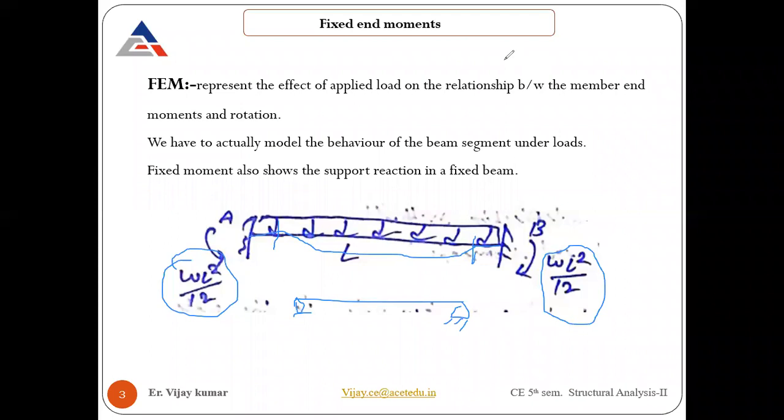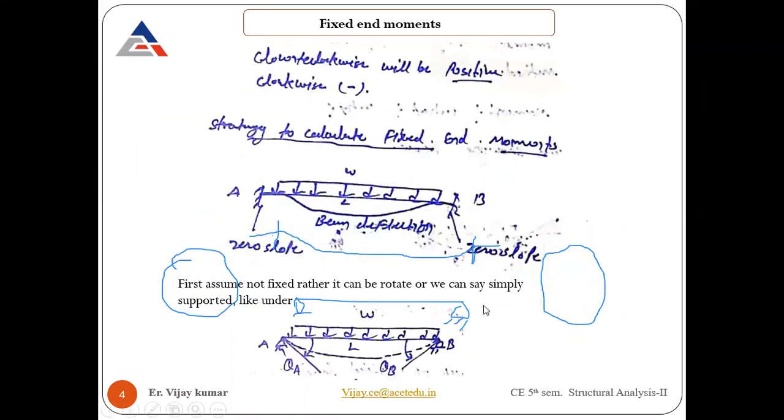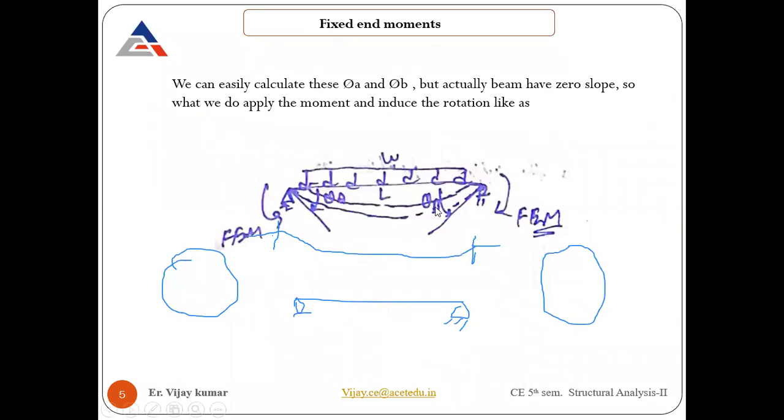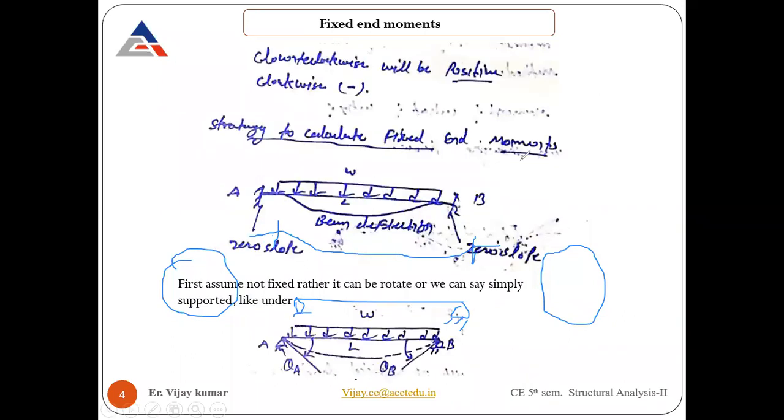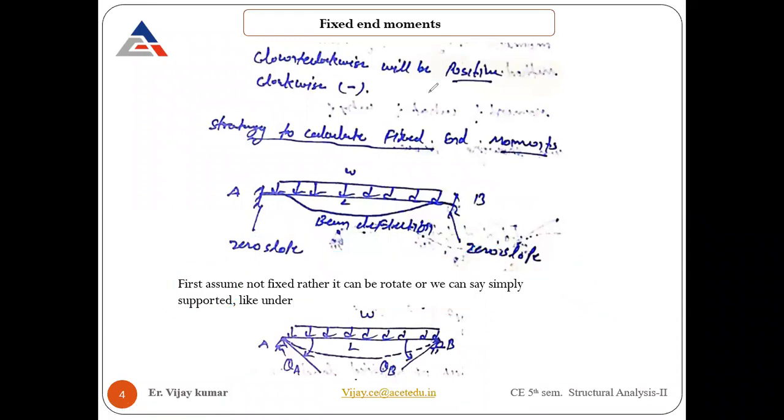First, let me clear it, otherwise it's not going to move further. Here, the sign convention has already been decided. The sign convention we used in the previous lectures remains the same. Counterclockwise we consider a positive sign, and clockwise is negative. The same strategy to find the end moments that we have already seen.